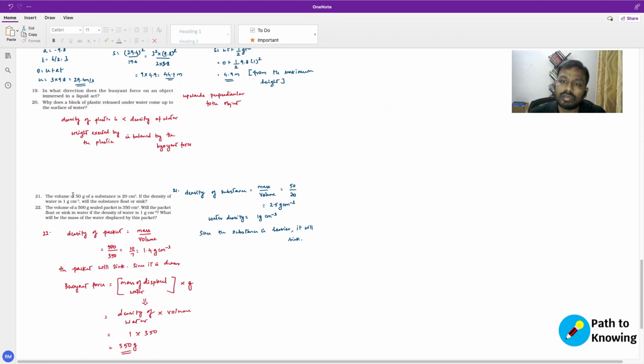21. The volume of 50 grams of a substance is 20 centimeter cube. If the density of water is 1 gram per centimeter cube, will the substance float or sink?